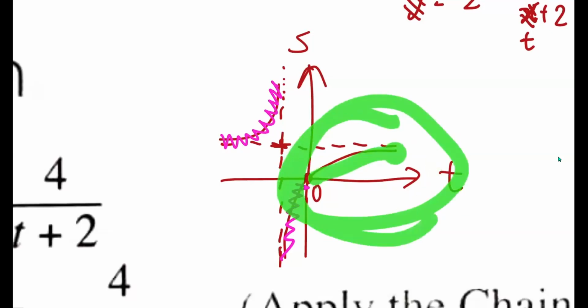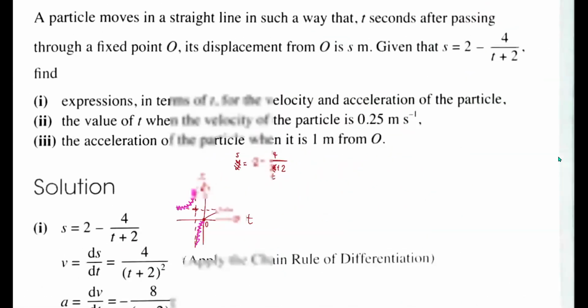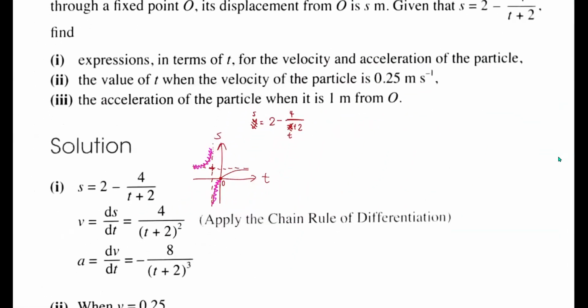This part here, okay? On the right side. Right, so carry on. So now what we have is s equals 2 minus 4 over t plus 2. You differentiate it to get the v because of the formula s, v, and a. Differentiate, you get 4 over (t plus 2) squared. Just use chain rule. And then finally for acceleration, you differentiate v. You just get negative 8 over (t plus 2) to the power 3.